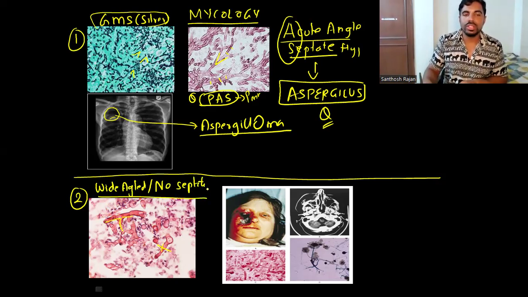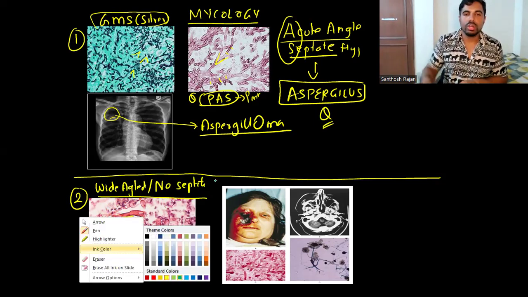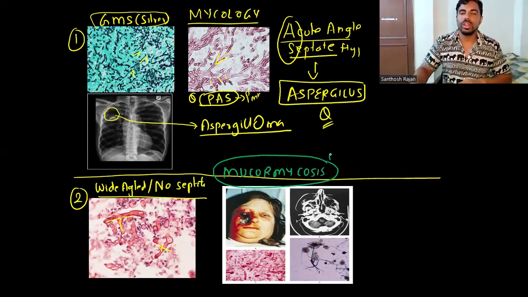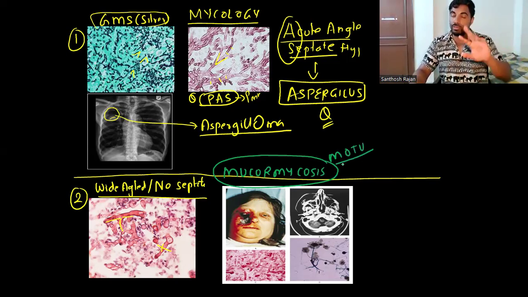So this is which one? This will be your characteristic what? If you are saying mucormycosis, you have scored already. Mucormycosis. Remember, wide angle, everything. M for mucor, M for wide, everything is M. No septate, no nothing. It's just a mucor. In case you are confused with that.